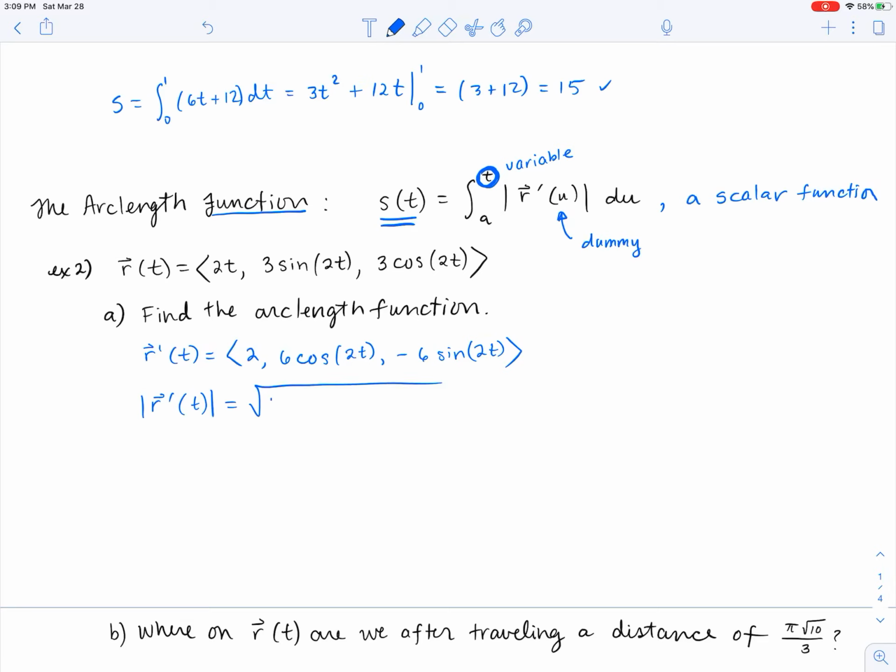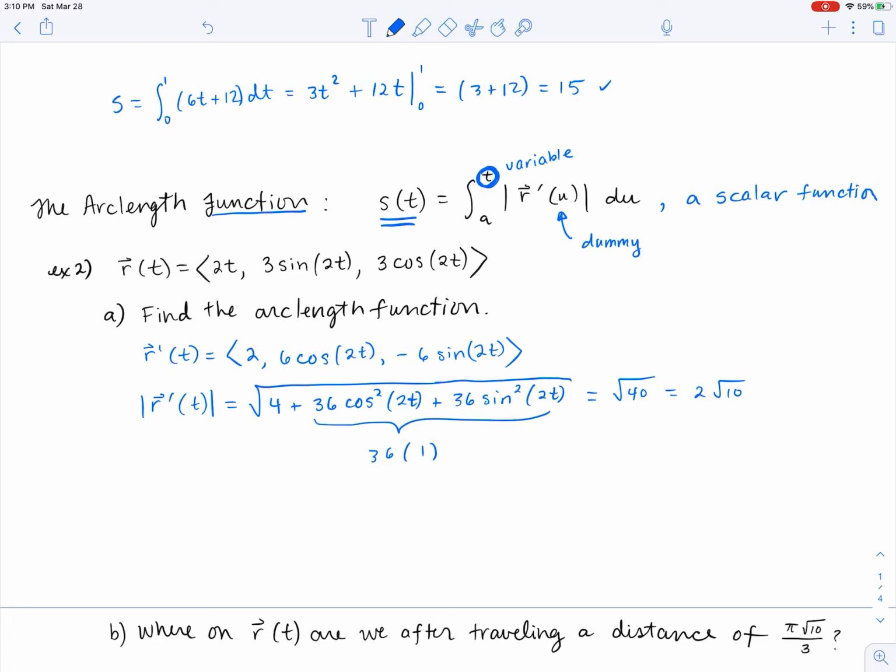So we've got the square root of 4 plus 36 cosine squared 2t plus 36 sine squared 2t. And if you factor a 36 out of here, you should see that that is the Pythagorean identity. So this is 36 times 1. And so what we get is square root 40, which is 2 root 10.